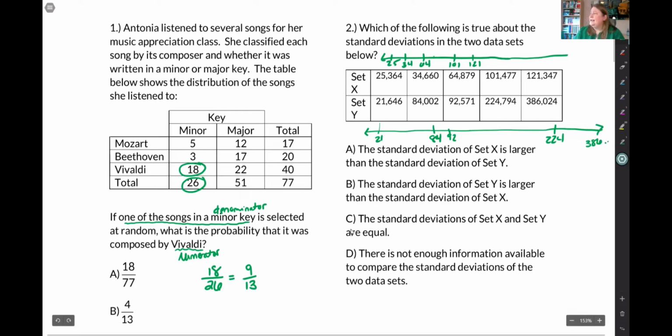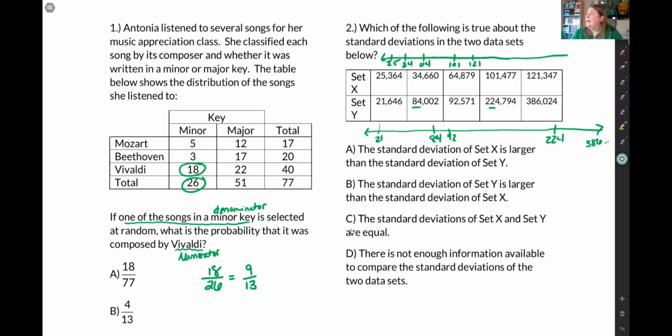What you can see is that set Y is definitely more spread out than set X. You can look at just the range, just the biggest minus the smallest, and in this case, just the range will also tell you which one has the higher standard deviation, but don't always do that, because it's possible that the numbers in the middle, like that 84 and that 224, are the ones that make the difference. You're looking to see which ones are the most spread out.